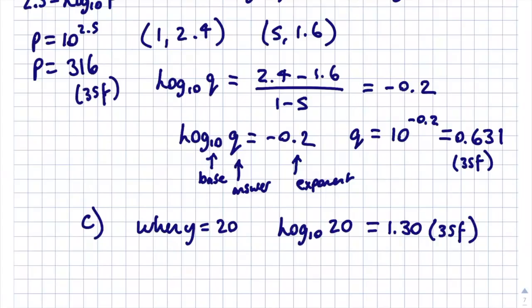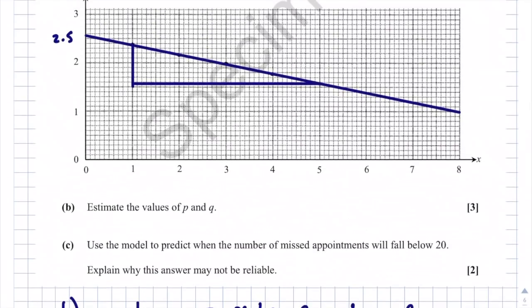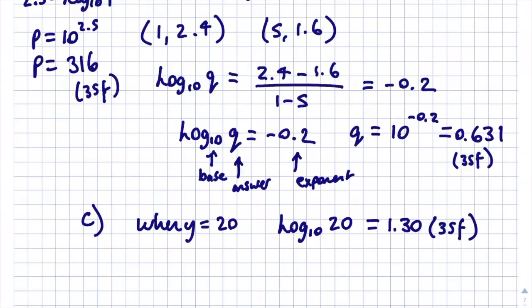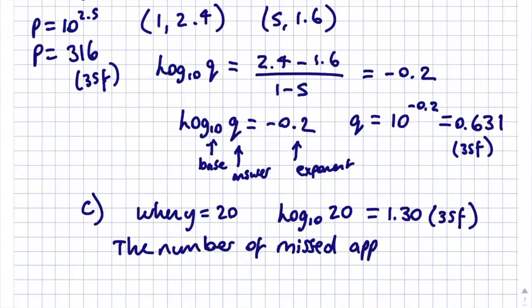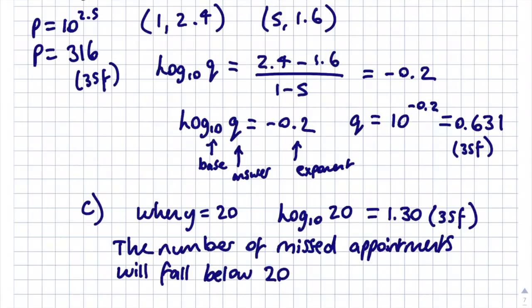You should get an answer of 1.30 to 3 significant figures. Now, if I look at the graph, 1.30 is about here. That's showing around 6.5 weeks, but we want to represent the number of weeks as integers. So we can say that the number of missed appointments will fall below 20 around the 7th week.